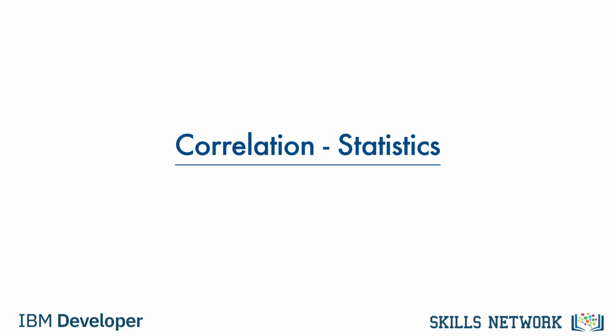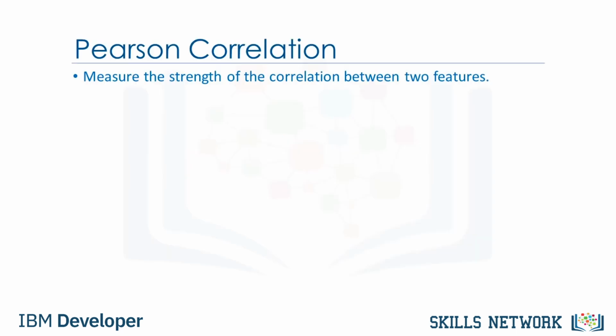In this video, we'll introduce you to various correlation statistical methods. One way to measure the strength of the correlation between continuous numerical variables is by using a method called Pearson correlation. Pearson correlation method will give you two values, the correlation coefficient and the p-value. So how do we interpret these values?